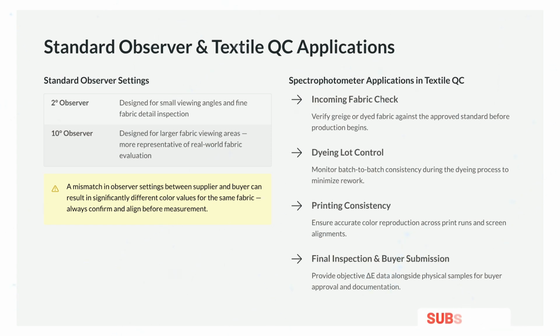Applications in textile QC include incoming fabric checks, dyeing lot control, printing consistency, and final inspection for buyer submission. Be sure to align observer settings to avoid color value mismatch.